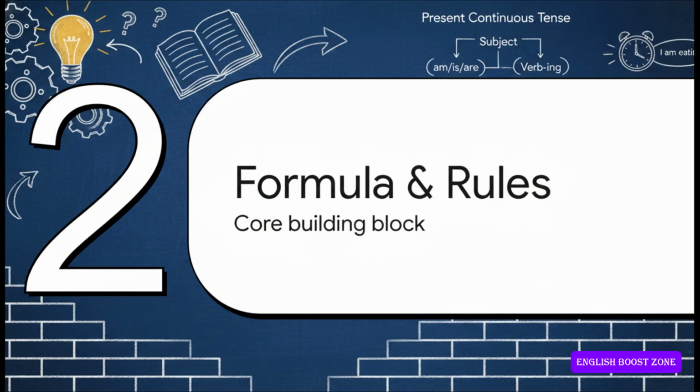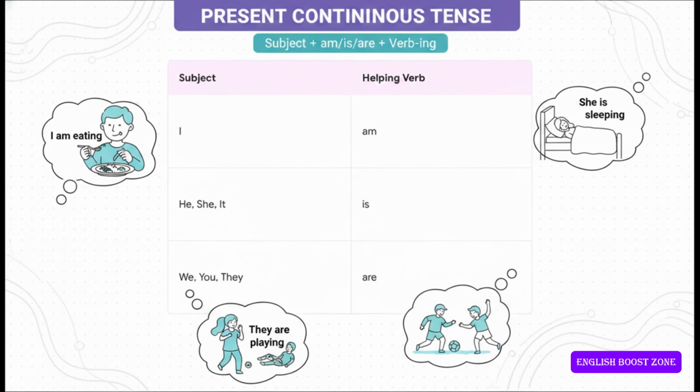Moving right along to section 2, the formula and rules. The structure here is honestly like a simple math equation. For a positive sentence, you always use your subject plus a helping verb plus your main verb with an ing tacked onto the end. And yes, without exception, you've got to have that ing.